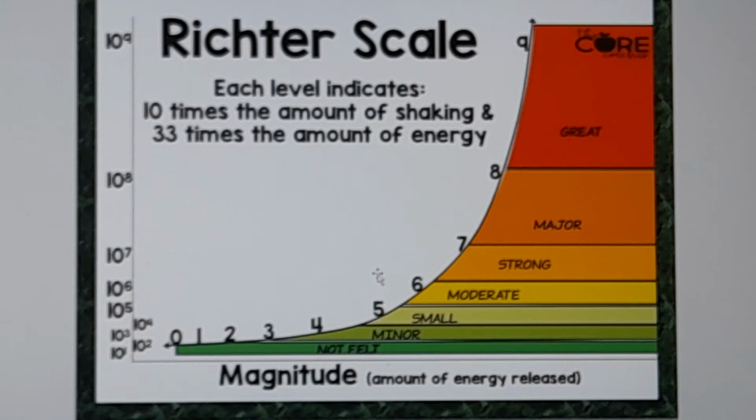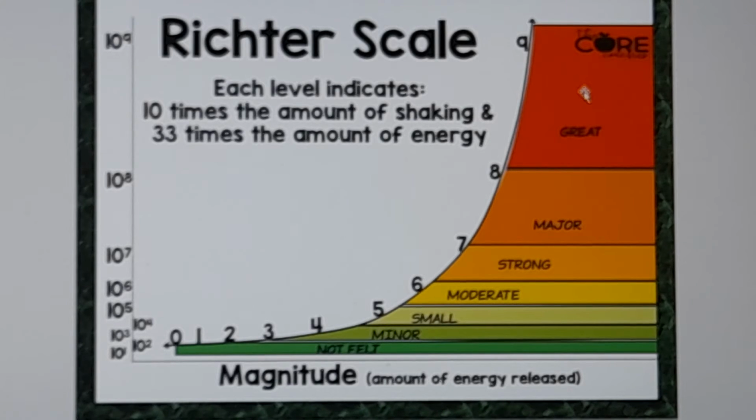So this scale ranges, as you can see here, from 0 to 9. When it is between 0 and 1, the magnitude is not at all felt by us. Similarly, here to here is minor, then small, moderate. After this, you will be able to definitely notice the earthquake.